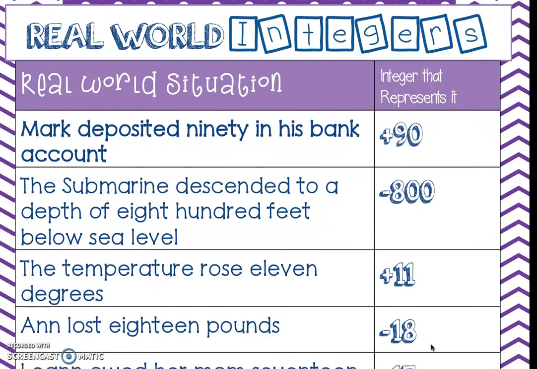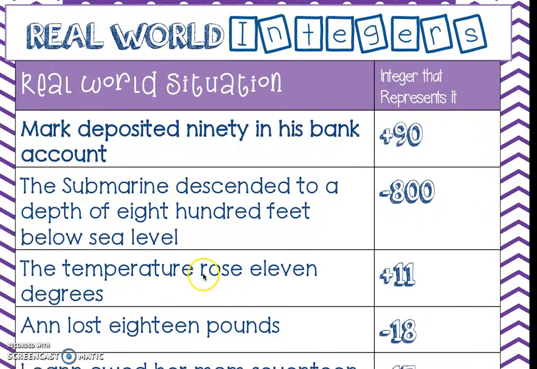Okay. As we're reading through those, you can tell that there are certain words that indicate if it's going to be a positive or if it's going to be a negative. If we look at the first one again, the word deposited, that tells us we're putting it into our account. So that's the key word that tells us it's going to be a positive. In the second example, the word descended and the word below tell us that it's going to be going under, or it also represents the negative sign.